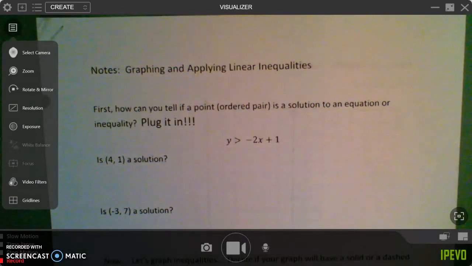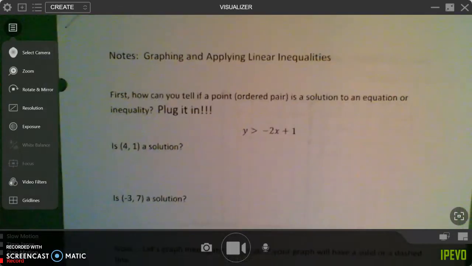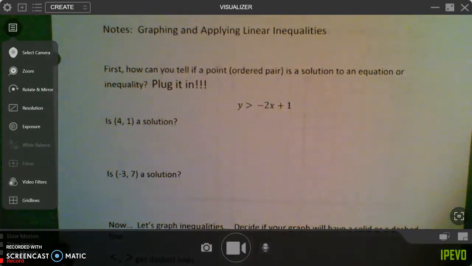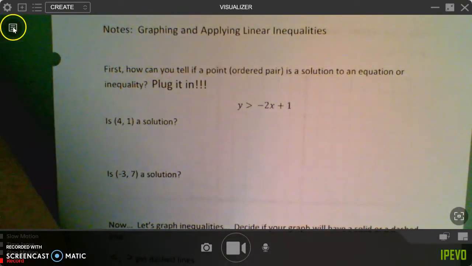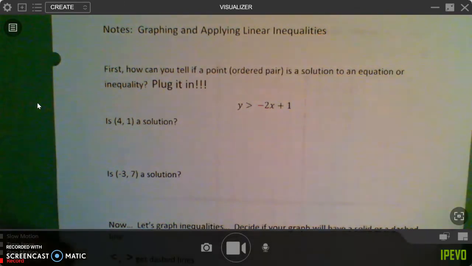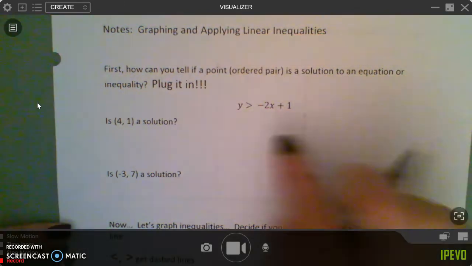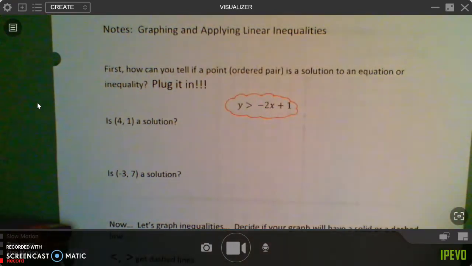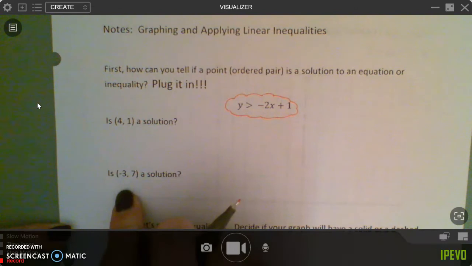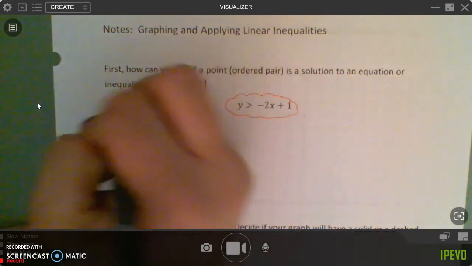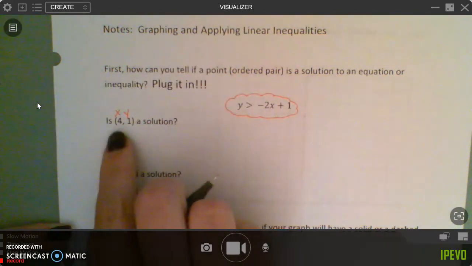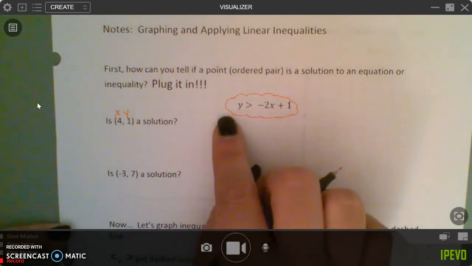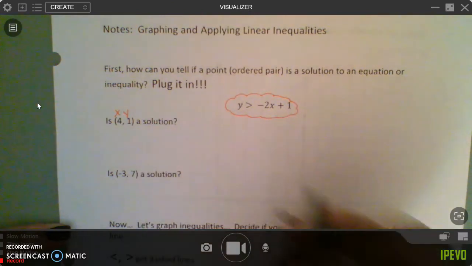Hey guys, so today we're learning how to graph linear inequalities. But before we start graphing, we need to figure out how to tell if a point is going to work as a solution. So here we're given this equation, and we're also given these two xy points. So we are going to plug the x in for the x and then the y in for the y. So we're plugging in two things.